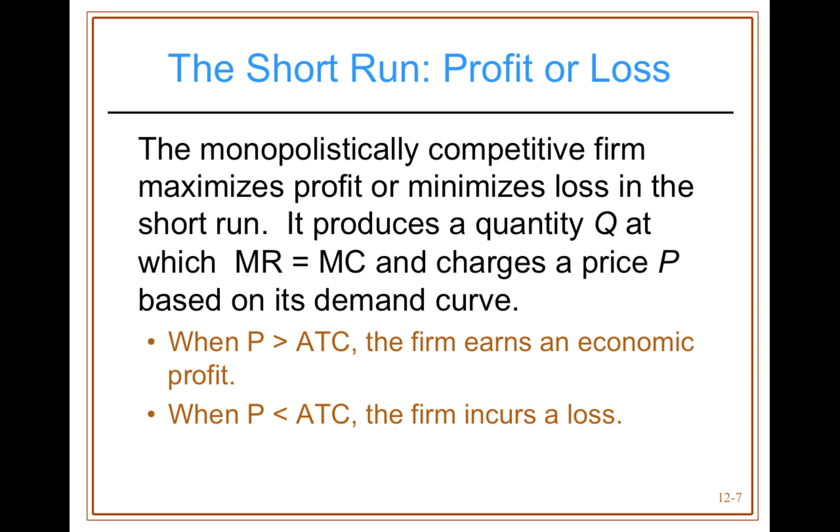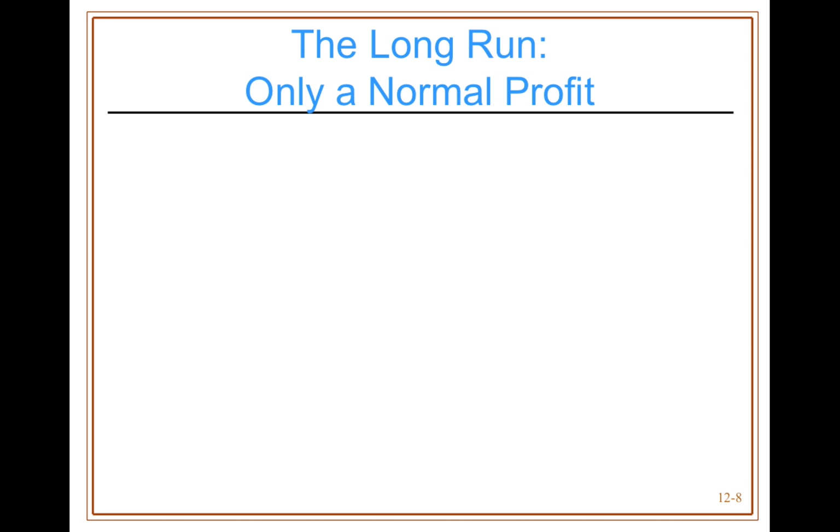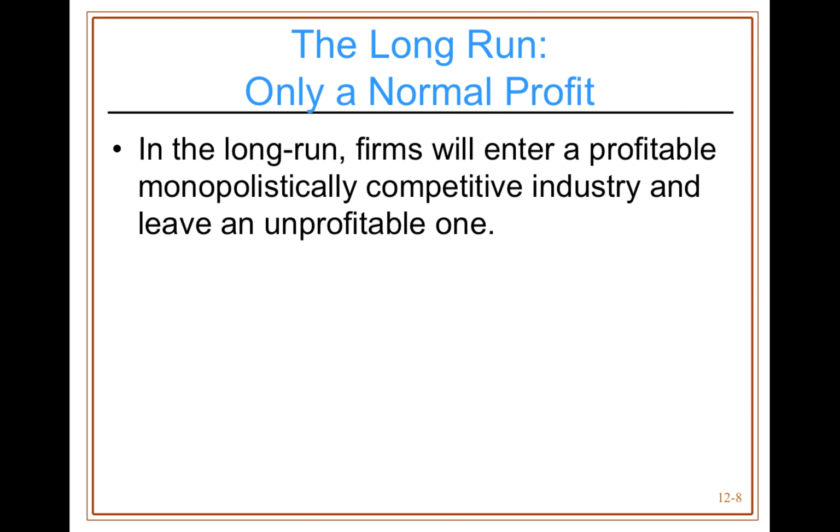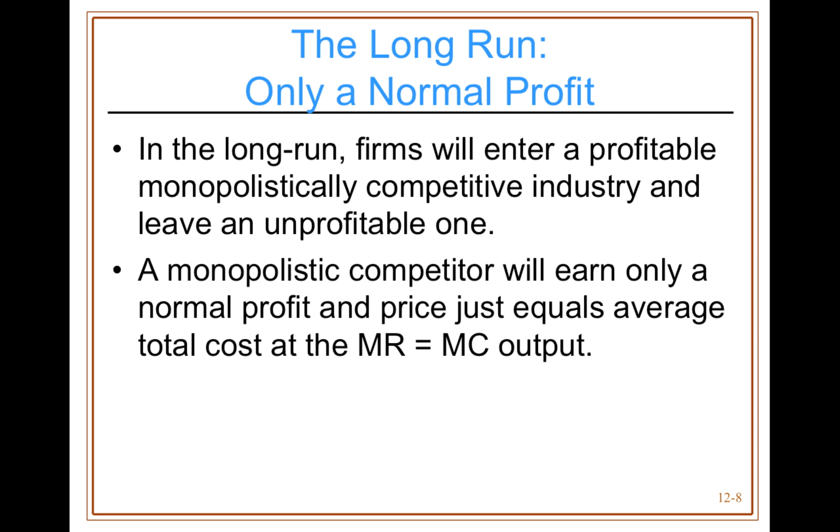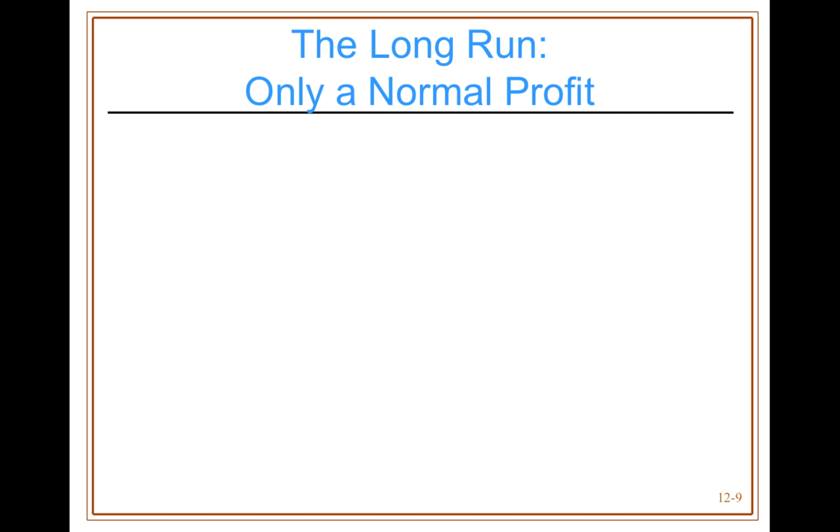So when the price is greater than the average total cost, you'll see firms earning an economic profit, and when price is less than the average total cost, the firm will incur a loss. In the long run, only a normal profit is earned. So in the long run, firms will enter a profitably monopolistically competitive industry and leave an unprofitable one. A monopolistic competitor will earn only normal profit and price just at where the marginal revenue is equal to the marginal cost and that output associated at that point.